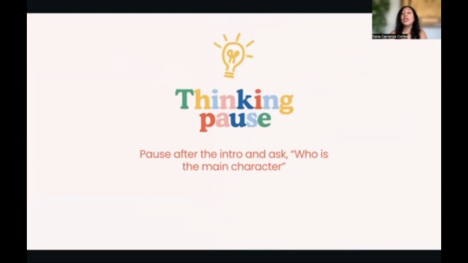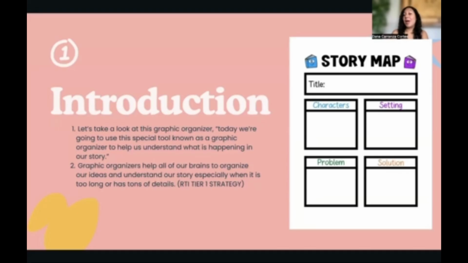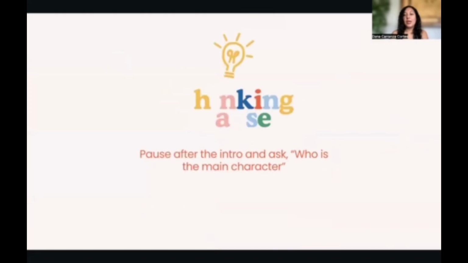And then you want to make sure to think and pause. This is a great strategy for our brain. Sometimes it can become a little too overwhelming. So you can stop after the intro and ask, who is the main character? As this is a very important part of our story map. So who is the character? Who is our main character? We want to know, right? Okay.